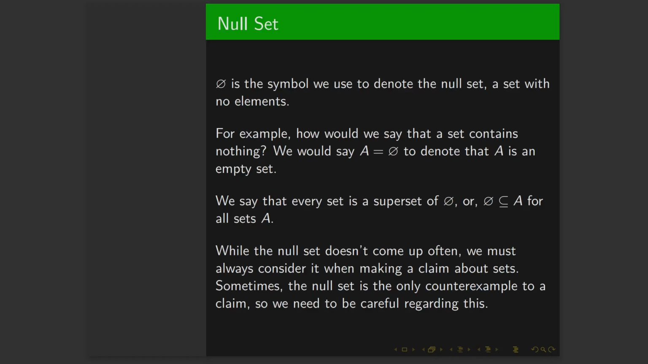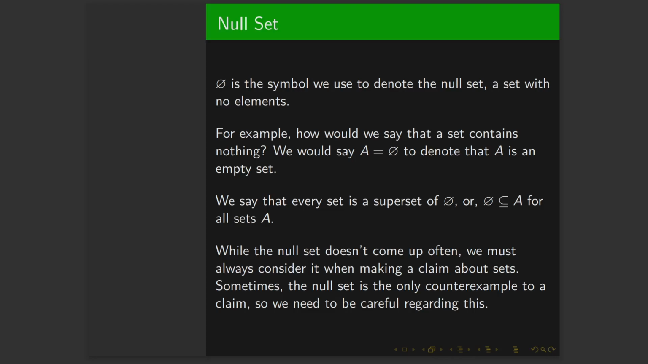So we say that every set is a superset of the null set, or that the null set is a subset of A for all sets. I use the word superset. So the idea here is that, okay, let's say A is a subset of B. Well, what's the opposite direction? B is a superset of A, the bigger set in a sense, right? But the idea here is that the null set is a subset of every single set.